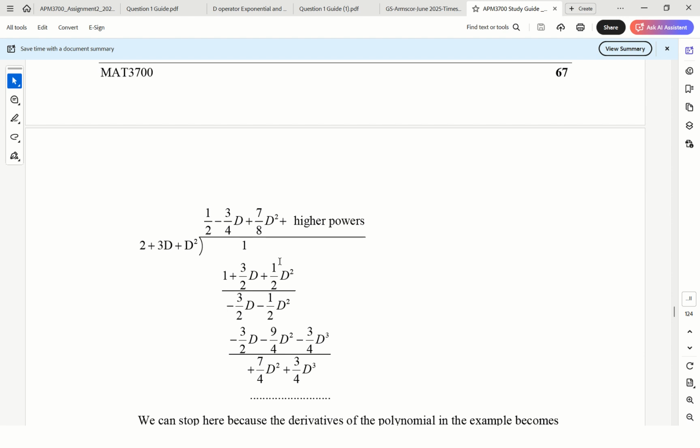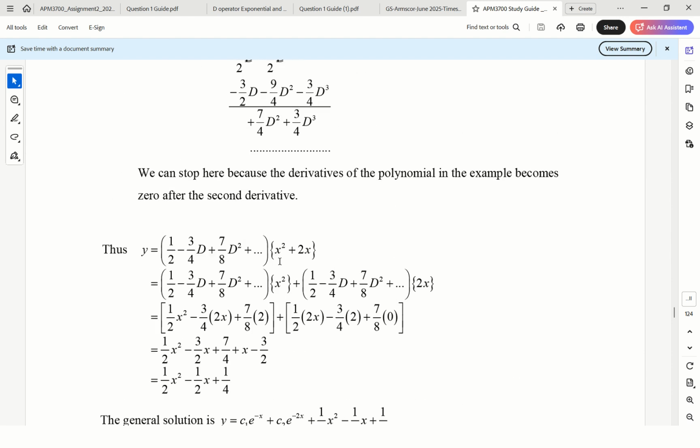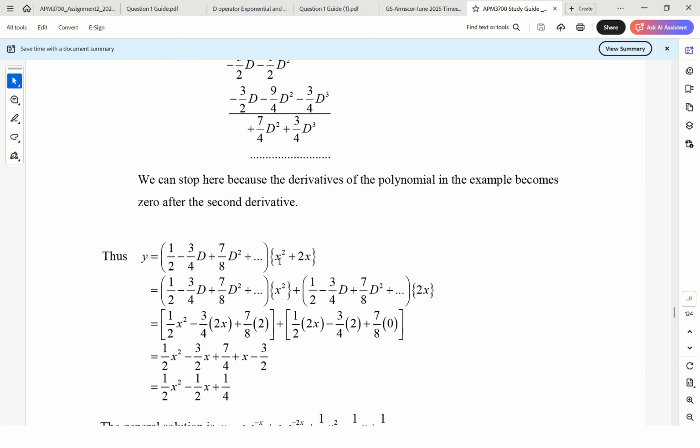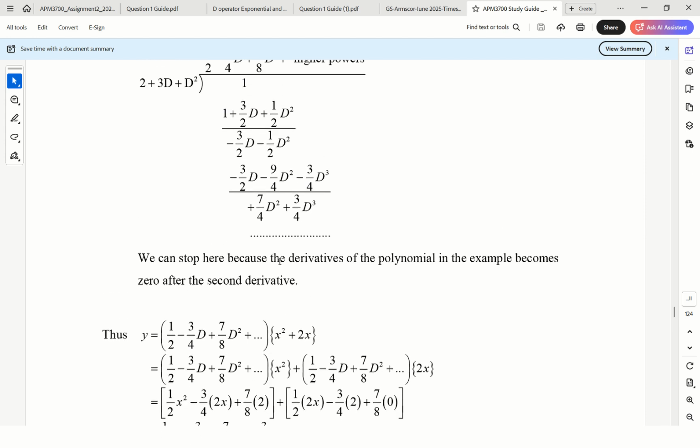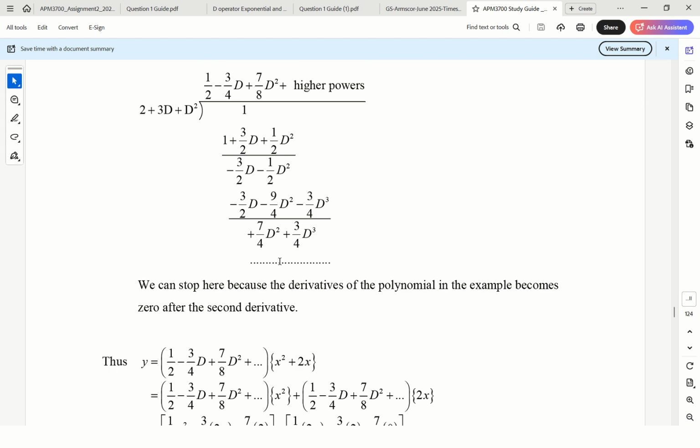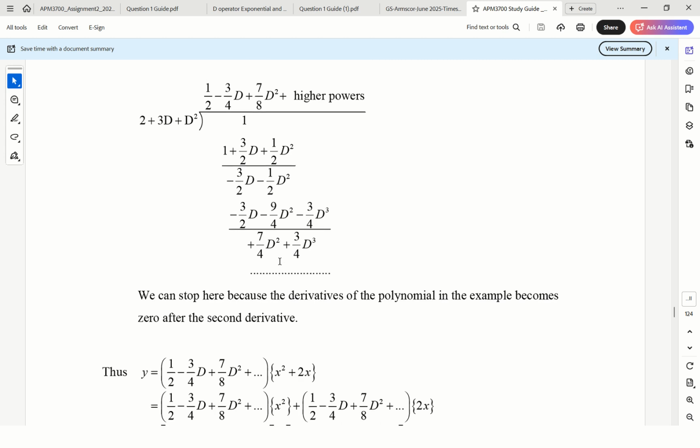I prefer long division because it's always easier to use. That's my take. But if you want to use the other method, you can. It's up to you. So the long division method, guys, will never go wrong.